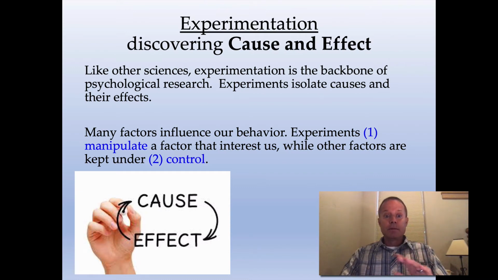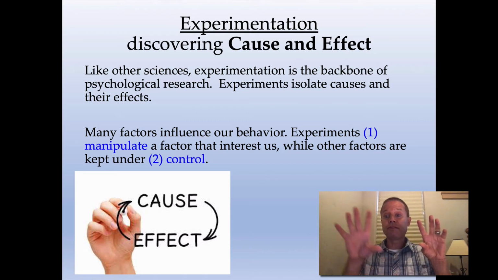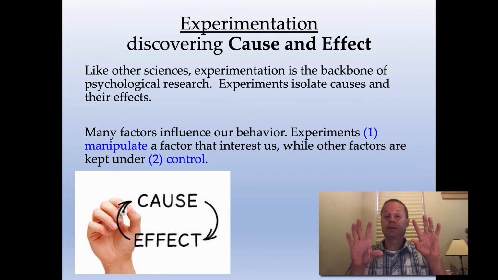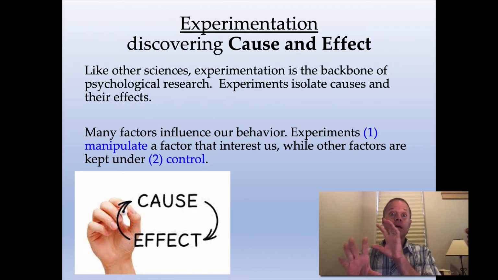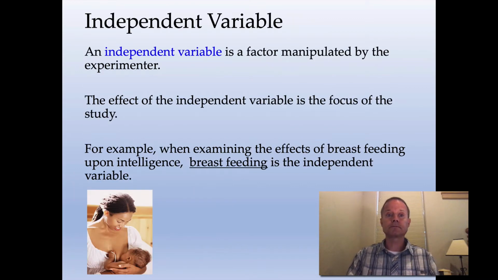So in an experiment, the researcher is going to manipulate one factor that they're interested in. All the other factors will be kept under control. And I have an example of that I will share with you. But let's repeat that. One thing is manipulated. Some people get it in the research study. Some people don't get that one thing. And then you measure the results, and everything else is kept under the same circumstances.